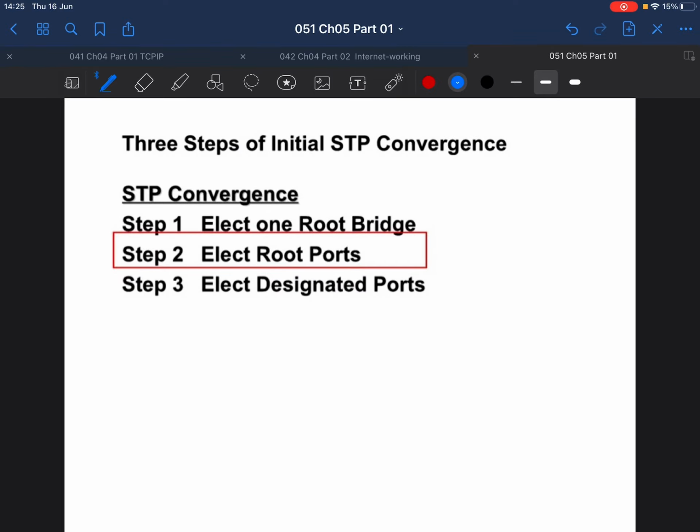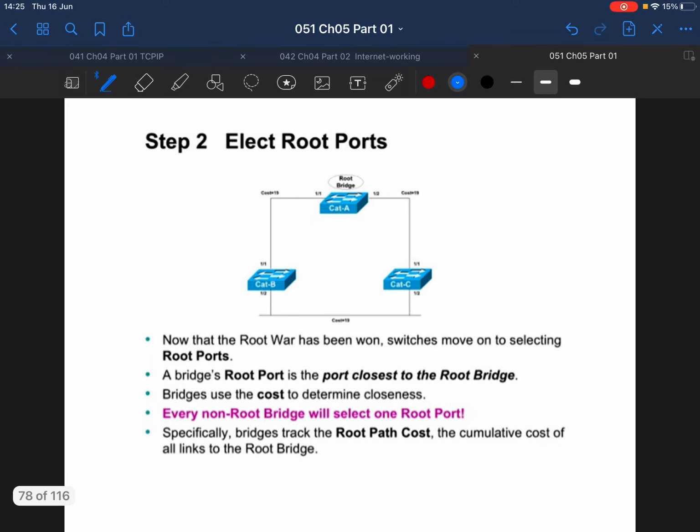Step 2, elect root ports. Now that the root war has been won, switches move on to selecting root ports. A bridge's root port is the port closest to the root bridge. Bridges use the cost to determine closeness. Every non-root bridge will select one root port.